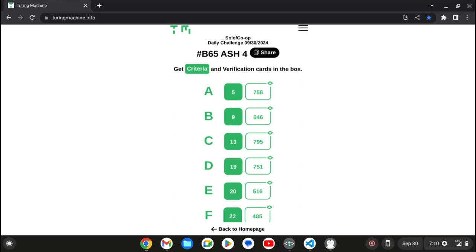Let's begin. Today's September 30th, 2024, and we're solving the Daily Turing Machine Puzzle. Today's puzzle uses the following 6 criteria cards: criteria card 5, 9, 13, 19, 20, and 22. And the puzzle uses the green verification cards. The code above is your way to get more information on today's puzzle by searching the code on turingmachine.info. Let's go solve.